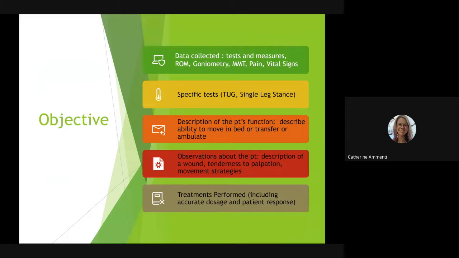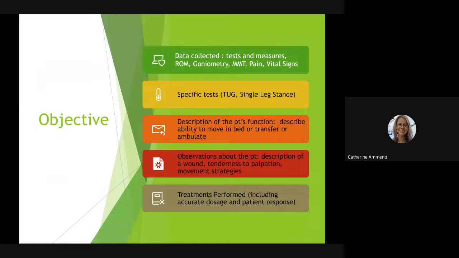You can also include specific tests like the Timed Up and Go test, single leg stance, or other very specific functional tests that are not necessarily strength and range of motion. Description of the patient's function. So describe the patient's ability to move in bed, transfer, or ambulate. We want to know what this looks like. One person's gait is not necessarily going to look like another person's gait. And if your focus in therapy is to improve gait, we've got to know what it looks like.